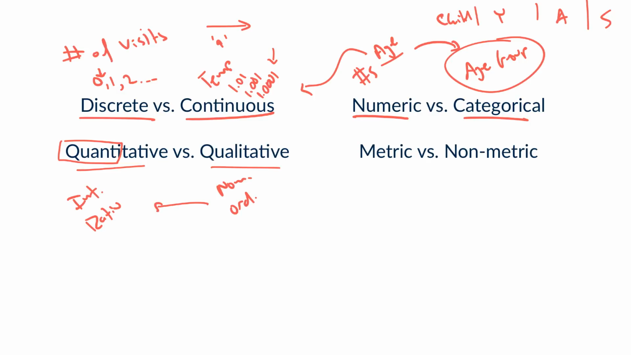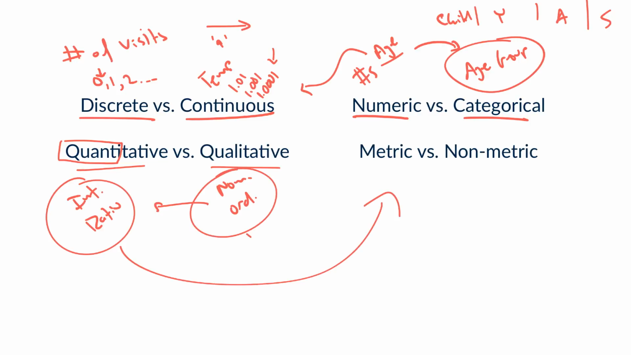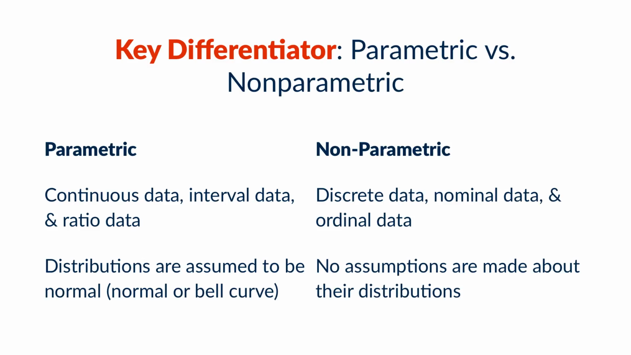And then metric and non-metric kind of fall into the same categories as quantitative and qualitative, at least the way that our text uses it. Metric data is going to be, again, either that interval or ratio data, whereas non-metric data is going to be our nominal and ordinal data. And with all those terms in mind, we're ready to look at the key differentiator. The key differentiator that we're going to use in this case is parametric versus non-parametric data.